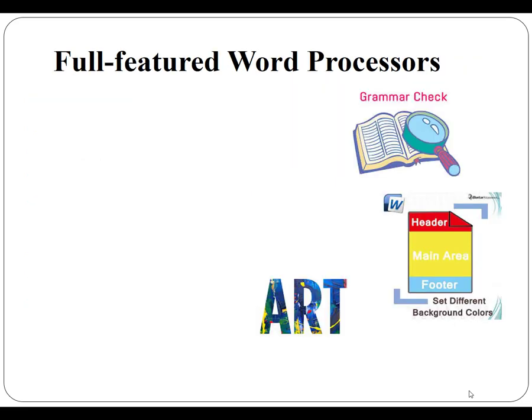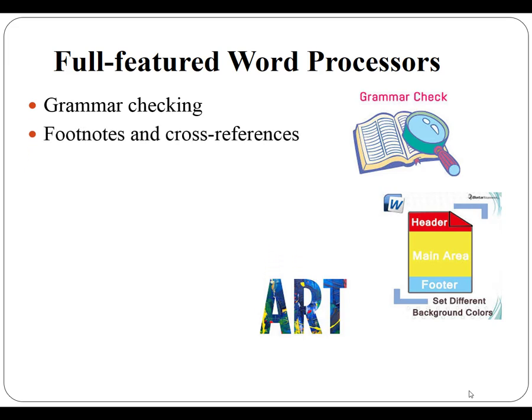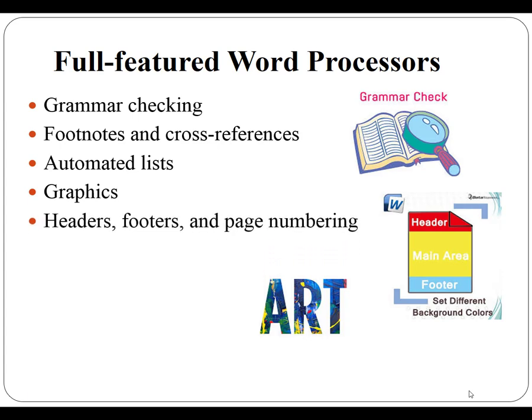Some of the full-featured word processors include grammar checking, which identifies sentences, paragraphs and punctuation that don't appear to meet commonly recognized rules of grammar. It also automates the numbering and placement of footnotes and enables you to easily cross-reference other sections of the document. It automatically creates bulleted or numbered lists including multi-level outlines. It allows you to embed illustrations, graphs, possibly even videos into a document.